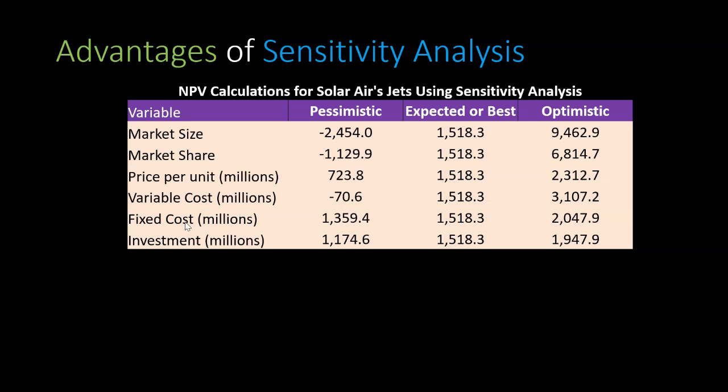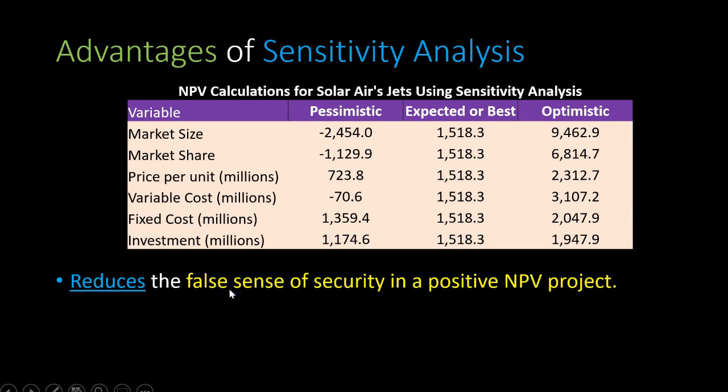Why? Because A, it can help reduce the false sense of security that you can get from a positive NPV project. So we tend to do this often. We'll do a capital budgeting exercise. We'll say, hey, our project has positive NPV. This is great. Let's do it. But what sensitivity analysis allows us to do is say, look, our inputs can be different from our expected or baseline situation. So what happens in that case?